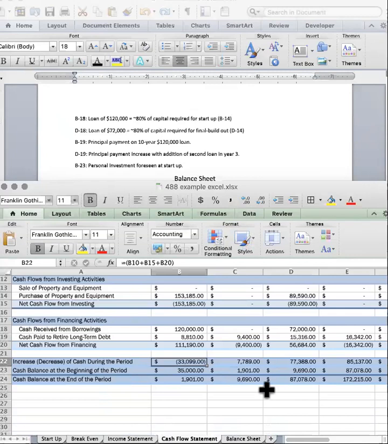The cash balance at the beginning of the period can be the owner investment if you have one in year 1. And then after that, it is the cash balance at the end of the year in subsequent years. So in year 2, it's equal to the end of the period, year 1. The cash balance at the end of the period is equal to the increase or decrease of cash during the period added to the cash balance at the beginning of the period. So these two added together is this.